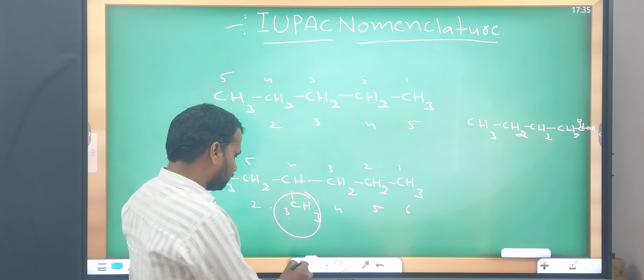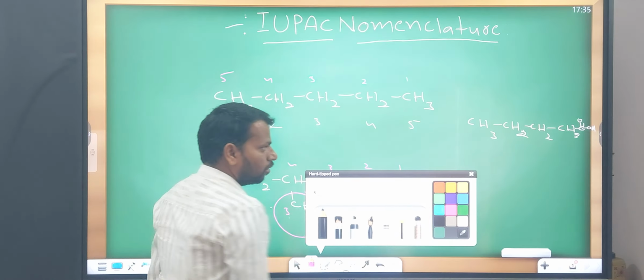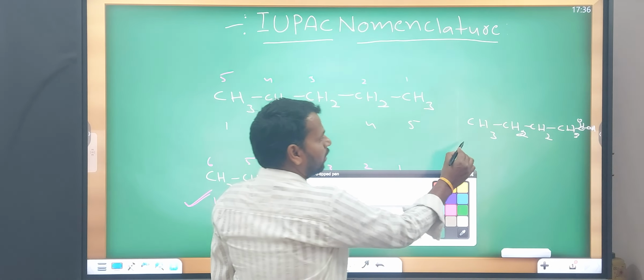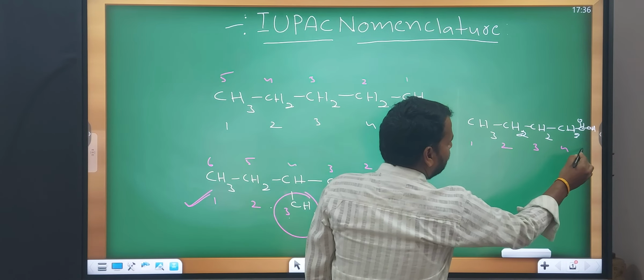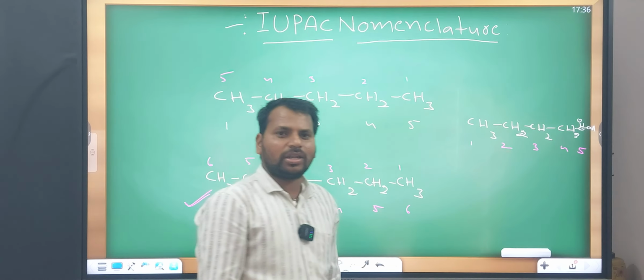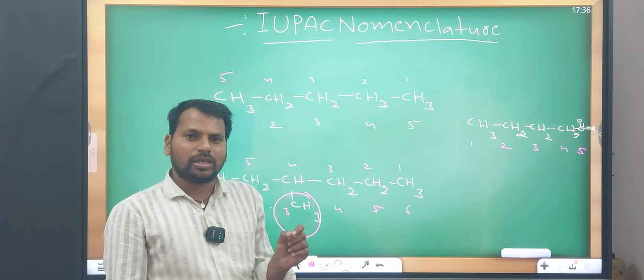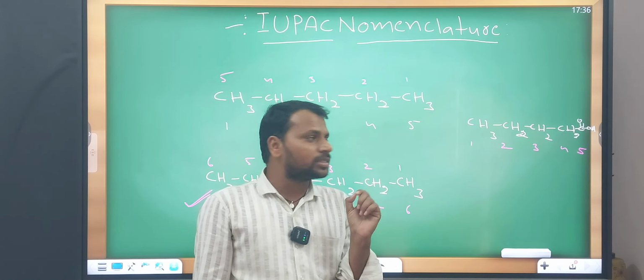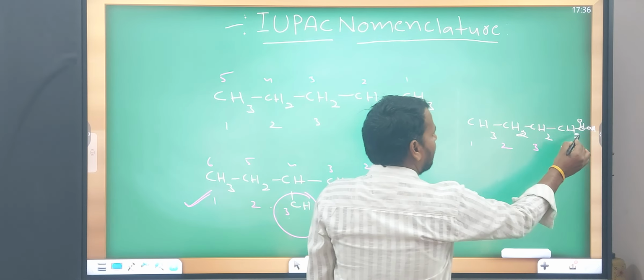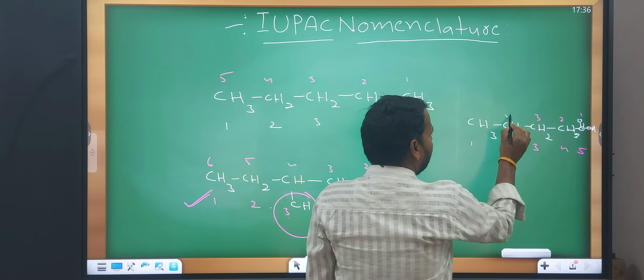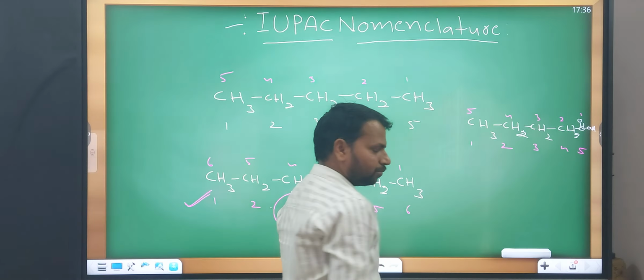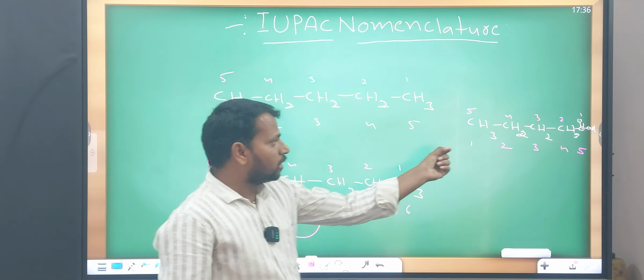Suppose I start numbering from this side, from left to right, 1, 2, 3, 4, 5. This numbering is not the correct pattern. Why? Because the functional group always gets the least numbering, so we start from this side: first carbon, second carbon, third carbon, fourth carbon, fifth carbon.